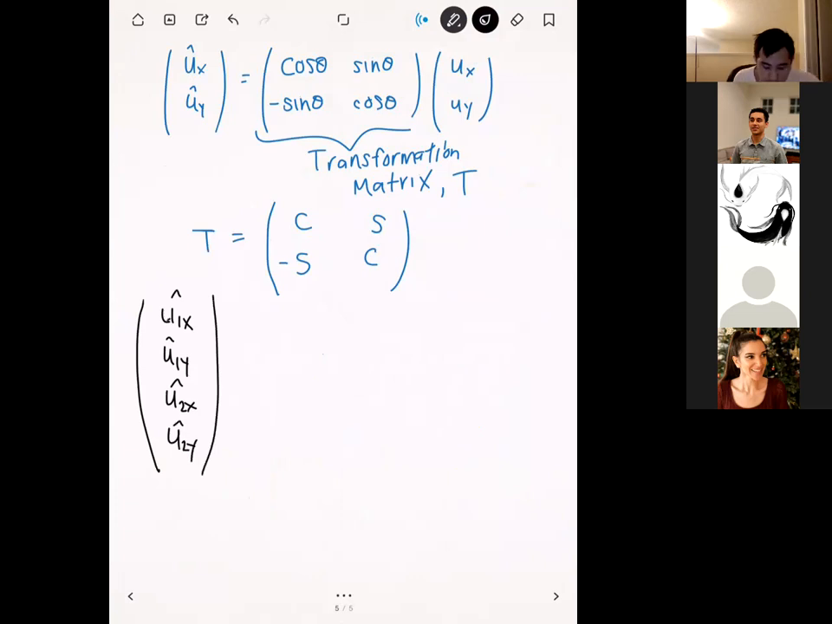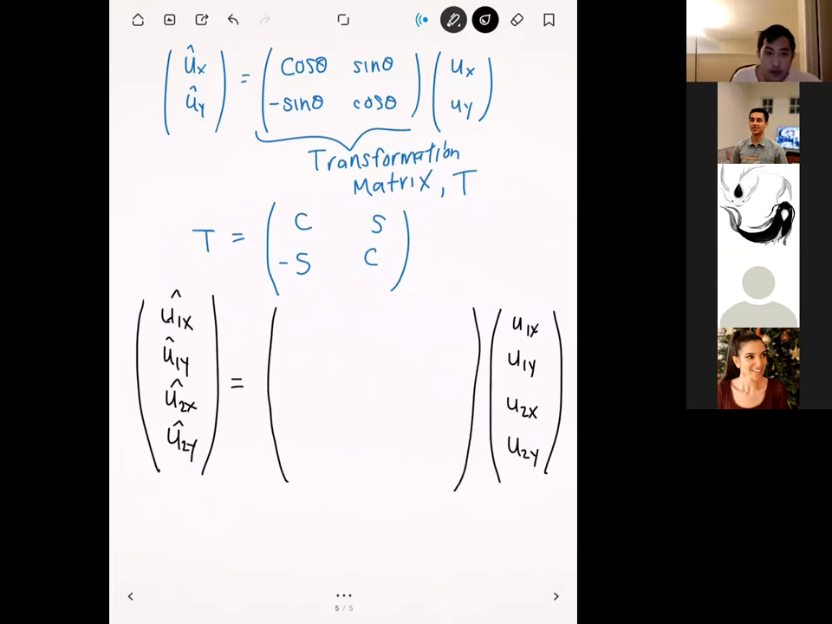For the u vector, we have u1 x hat, u1 y hat, u2 x hat, and u2 y hat. And in the end, what we want is this. In the end, we want the same vector components, but in the stationary coordinates. Then we're going to multiply this by an expanded version of our transformation matrix. The way that we obtain this is we insert this transformation matrix into the appropriate slots. First, u1x hat and u1y hat are going to be transformed with u1x and u1y. So we need to insert the transformation matrix into this box right here.